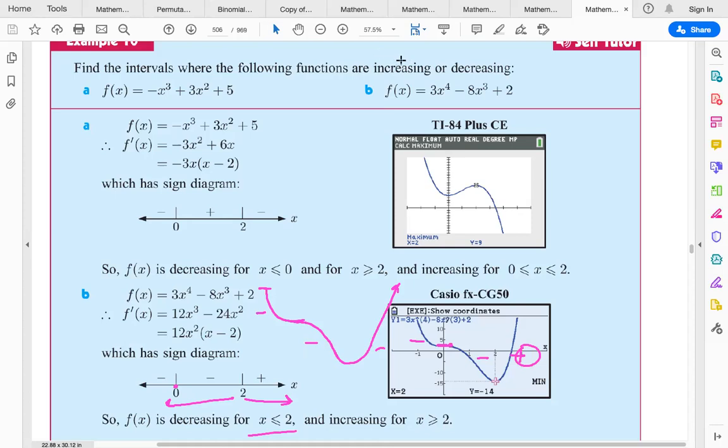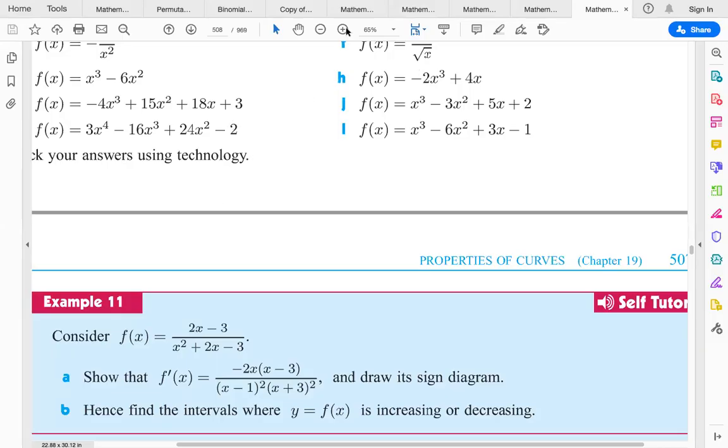Now we're going to take one more example, using a rational function, to check whether the rational function increases or decreases. All right, so here's one example using the rational function. The first part involves the derivative. I assume that you have clarity on the quotient rule, so I'm not showing exactly how to find the derivative.